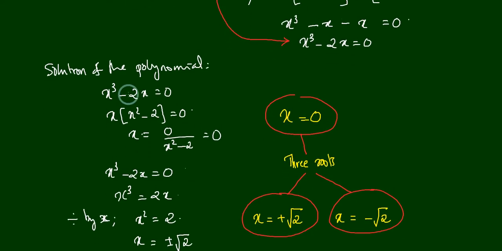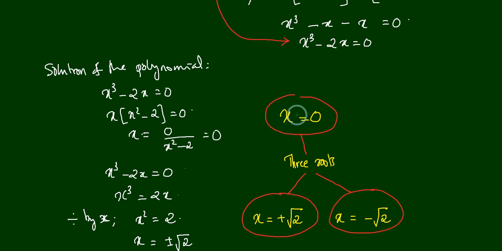So x cube minus 2x is equal to 0, or we can write x into (x square minus 2) is equal to 0, because we have taken x as a common factor from these two terms. Therefore, x is equal to 0 or x square minus 2 is equal to 0. So x is equal to 0 is a solution.